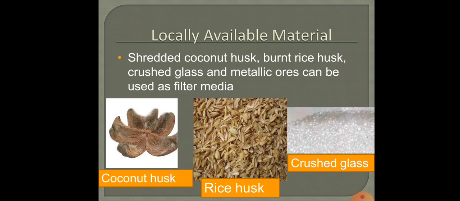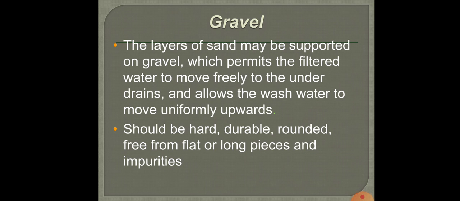Then coming to the locally available materials. Here you can see other locally available materials like shredded coconut husk, burned rice husk, and also crushed glass. Some slag or metallic ores, etc. also have been used as a filter media successfully. So these are the various types of filter media.